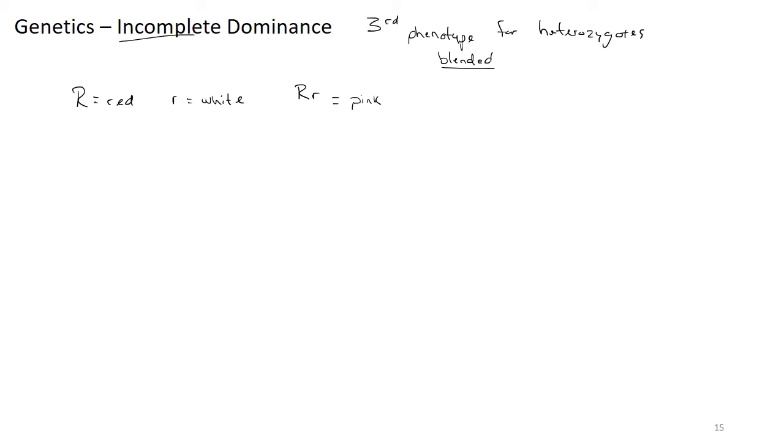So let's go ahead and say we do like what Mendel did. We take a red flower, and we cross it with a white flower. How do I figure out what the results are going to be? Yeah, I got to use a Punnett square.